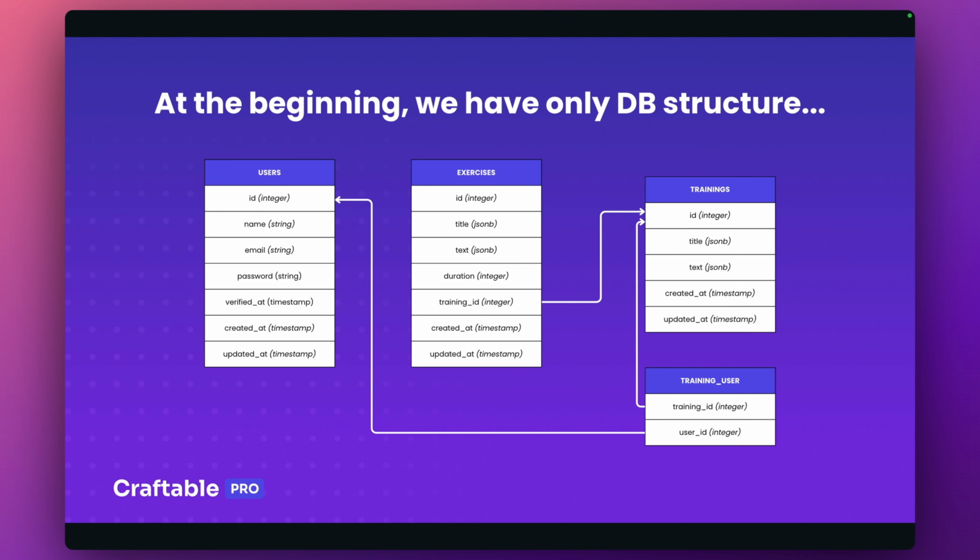We will have trainings that will include various exercises and users who can join individual trainings. The app will be multilingual, which means we need to store different language versions of each training and exercise. Therefore, the basic structure could look like this. Table trainings with columns title and text, both of type JSONB. Table exercises with columns title, text, duration, and training ID.